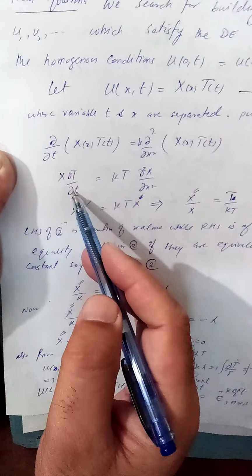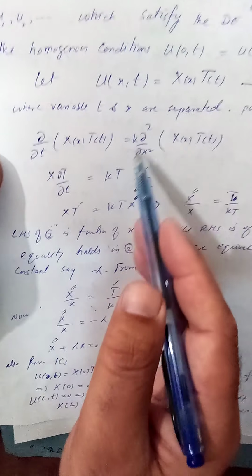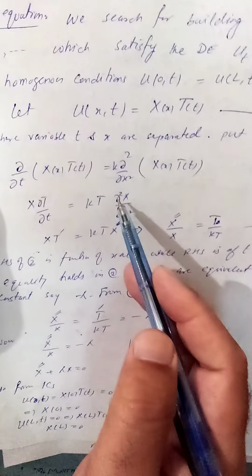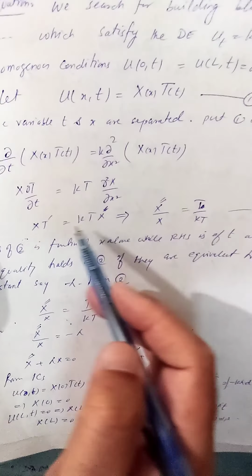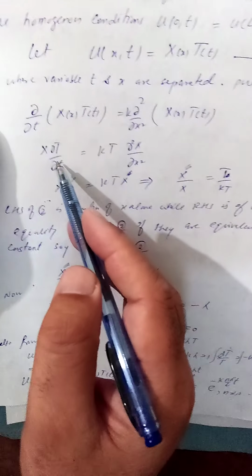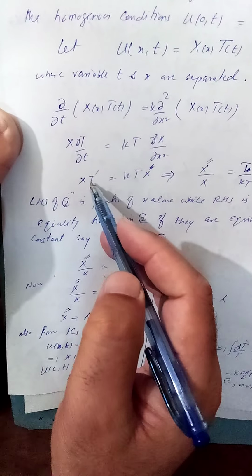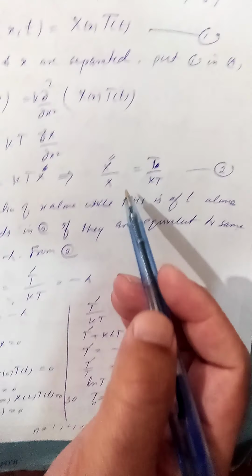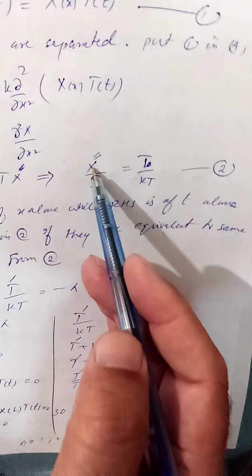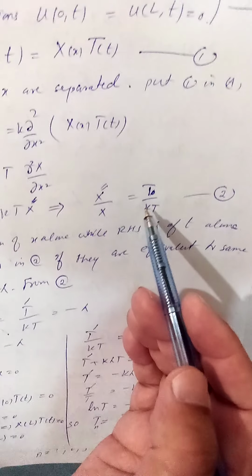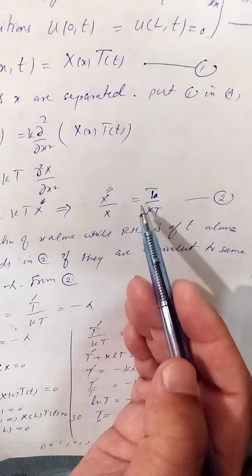X and partial T, kT. T is a constant, and taking the derivative with respect to x partially, partial square X over partial x square, using the notation, partial capital T divided by partial t is equal to k T X double prime. Separating the variables, we see that the left hand side is a function of x and this is a function of t. Both functions are equal.